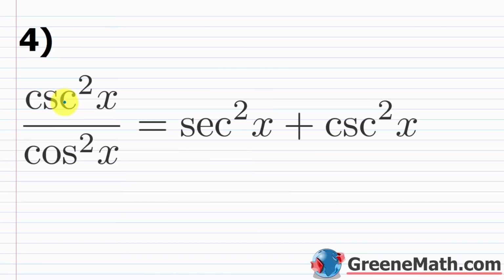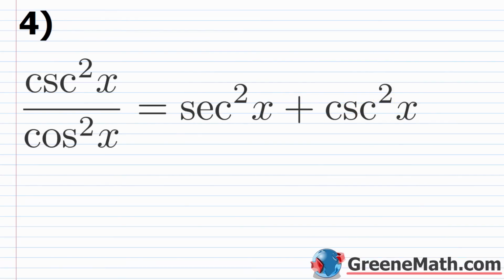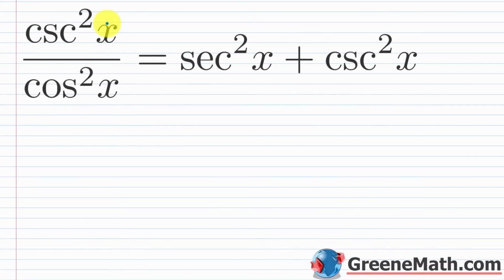So here we have our cosecant squared x over cosine squared x. This is equal to secant squared x plus cosecant squared x. All right, so again, I'm going to consider this right side here to be more complicated. Let me scroll down here. You might want to write this down because this is definitely going to go off the screen. The first thing I'm going to do for this problem is write in terms of sine and cosine.